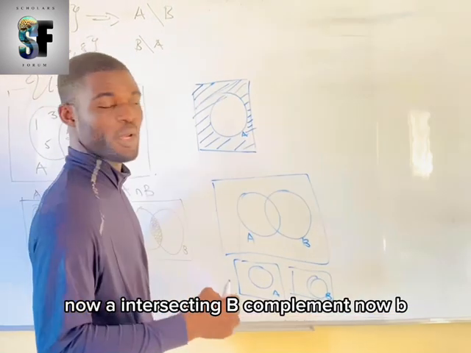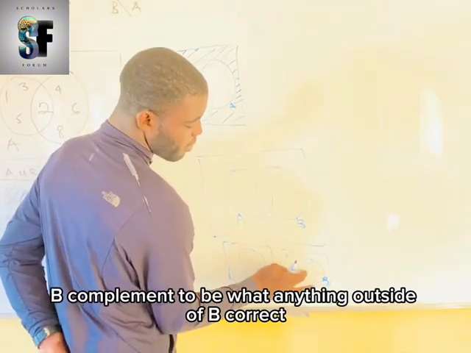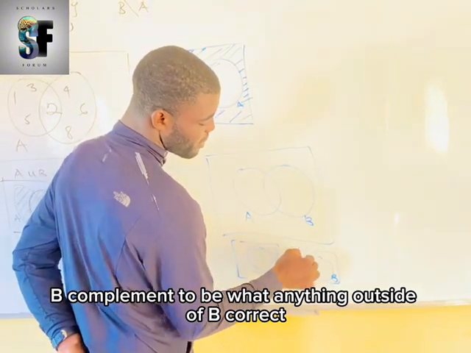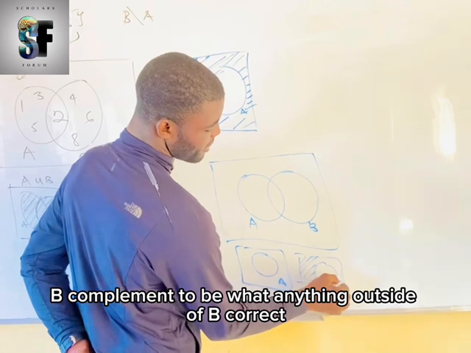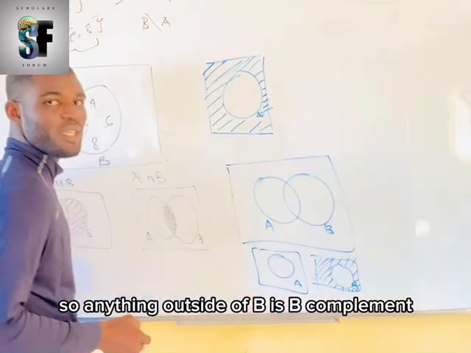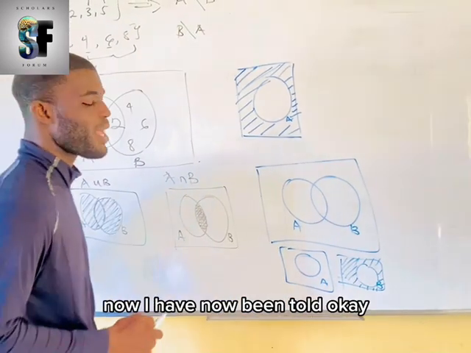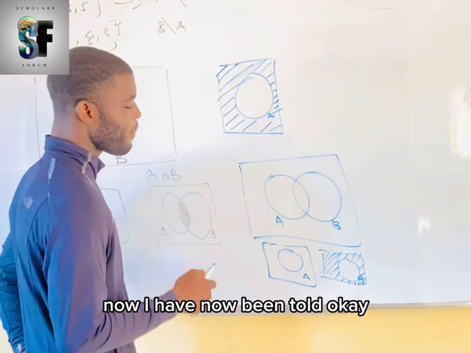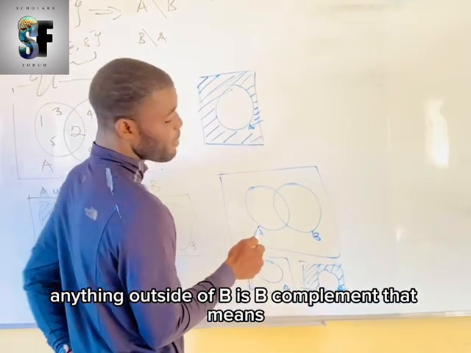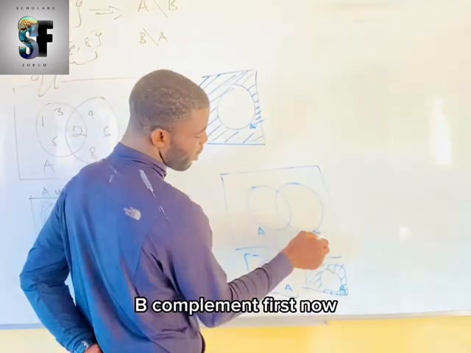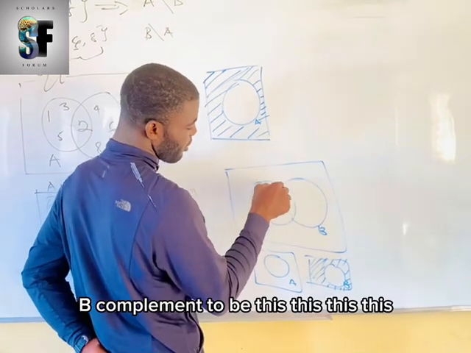Now A intersecting B complement. B complement will be what? Anything outside of B, correct? So anything outside of B is B complement. That means B complement first now.